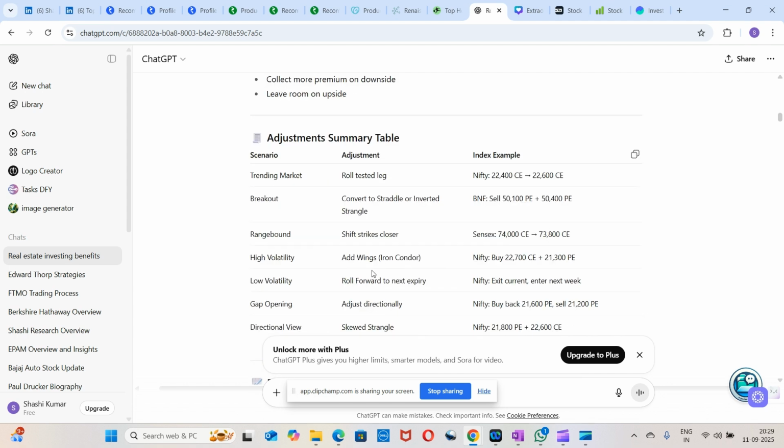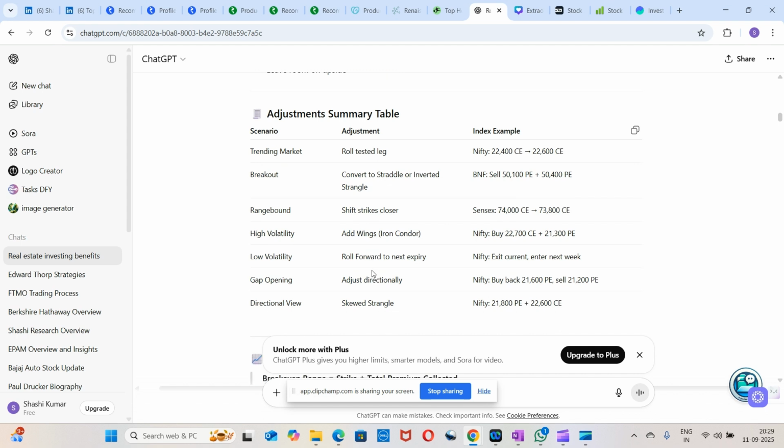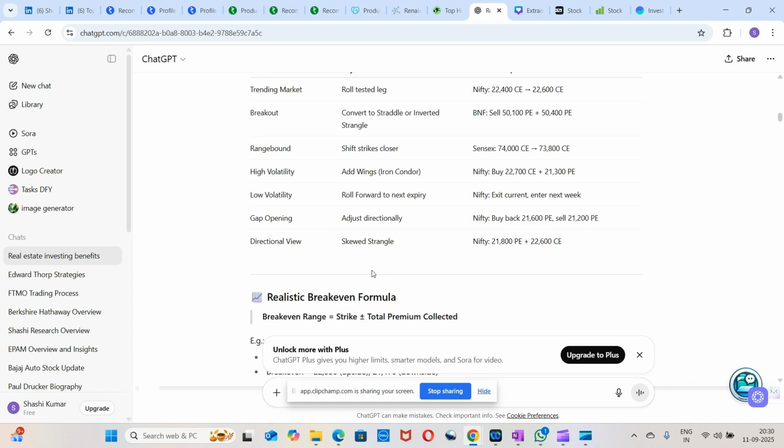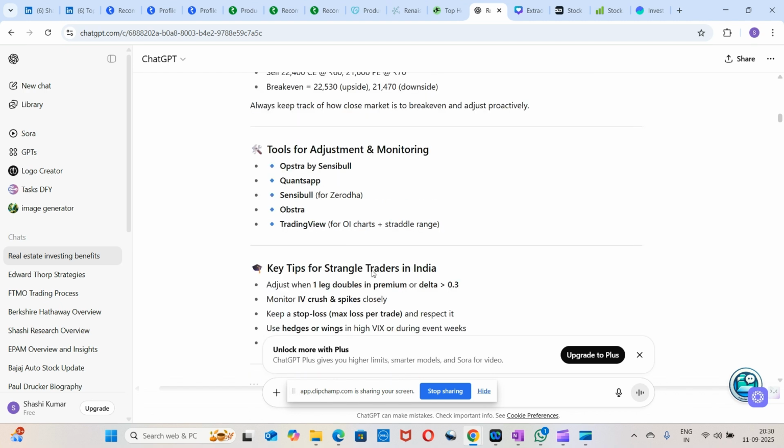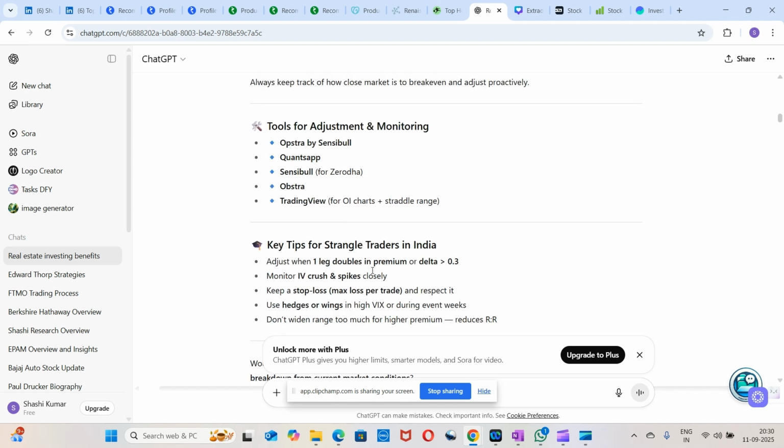Adjustment summary table: trending market, you roll the tested leg. Breakout, you convert to a straddle or inverted strangle. Range bound, you shift the strikes closer. High volatility, you add wings and it becomes an iron condor. Low volatility, you roll forward to the next expiry. Gap opening, you adjust directionally. And with a directional view, you take a skewed strangle, a directional strangle. You can also use tools like Opstra for adjustment and monitoring, Sensibull, TradingView, Quants app.